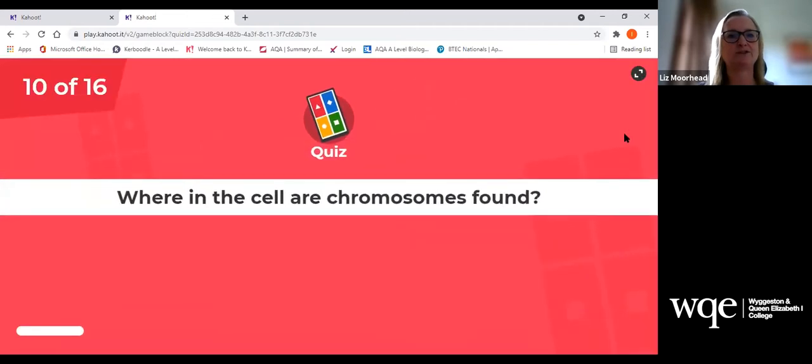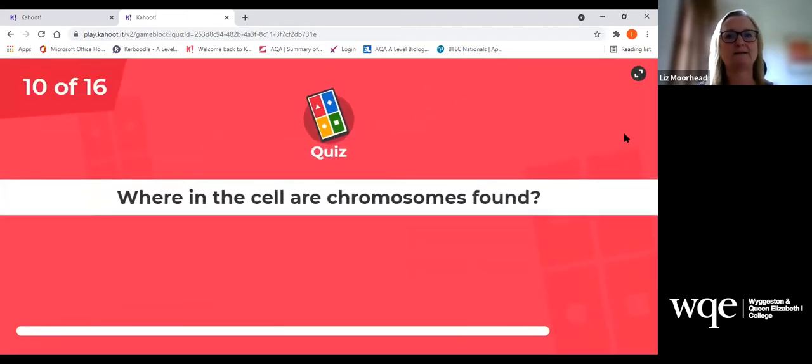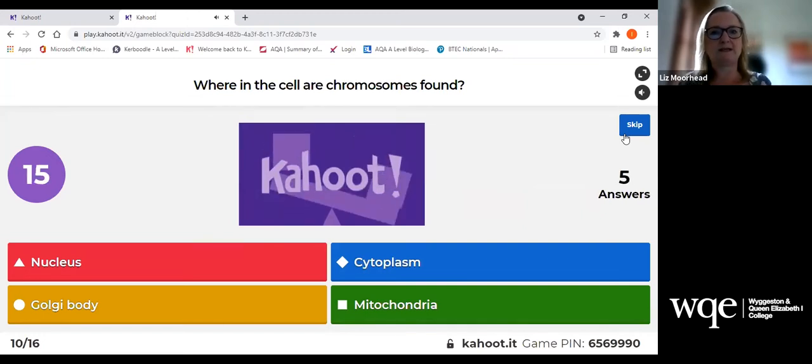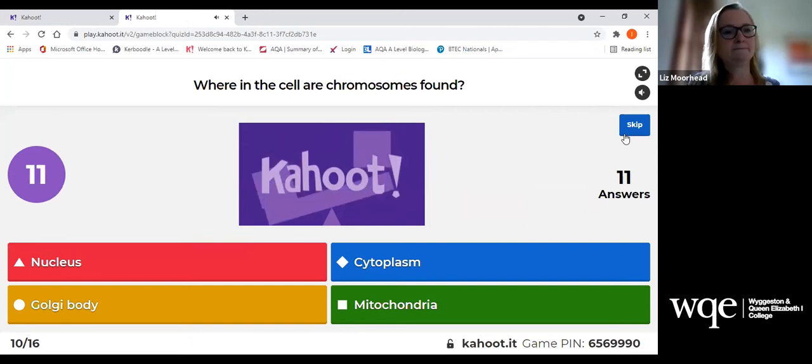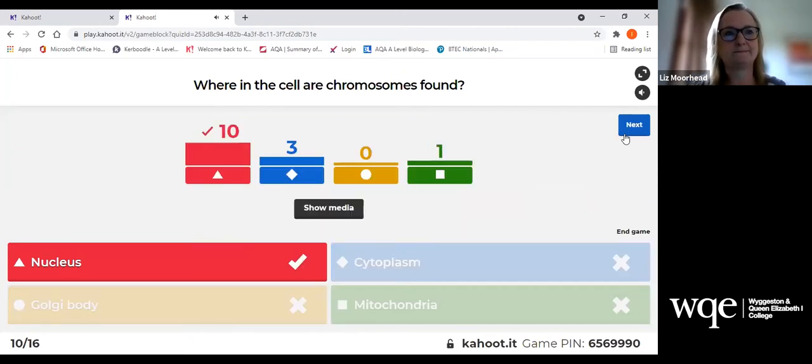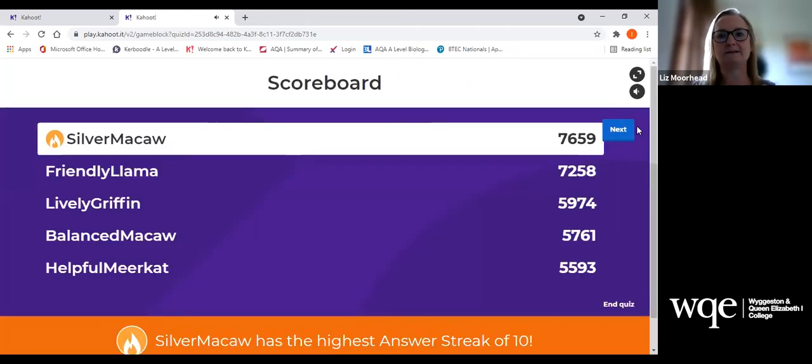And the next question, where in the cell are chromosomes found? Is it the nucleus, the Golgi body, the cytoplasm, or the mitochondria? It is in fact the nucleus. Well done, those of you that got that right.